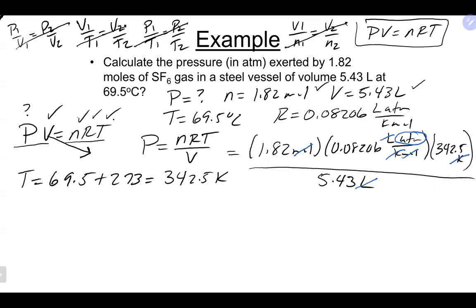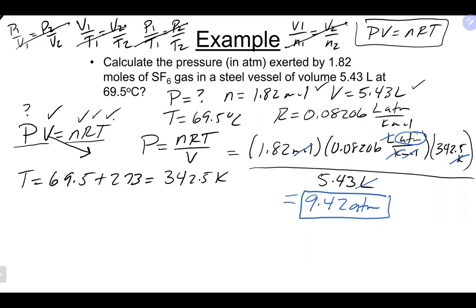So 1.82 times 0.08206 times 342.5, divided by 5.43, gives us a pressure of 9.42 atmospheres. Any questions on that equation there?